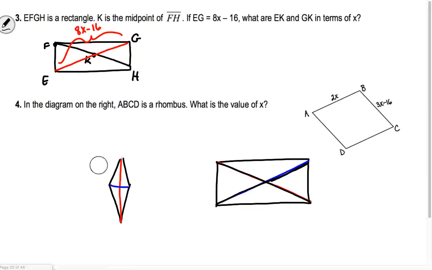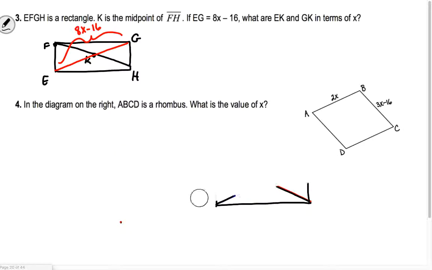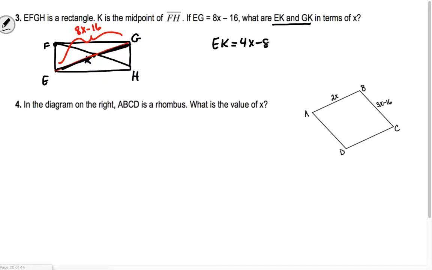Okay, so in this problem it says that we have the total of 8x minus 16. So what are EK and GK in terms of, I guess I didn't need this theorem in the first place. EK and GK have to be half of what we had originally, right? So what's half of 8x minus 16? Yeah, 4x minus 8, right?